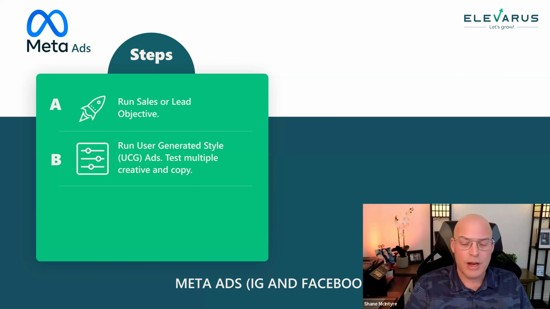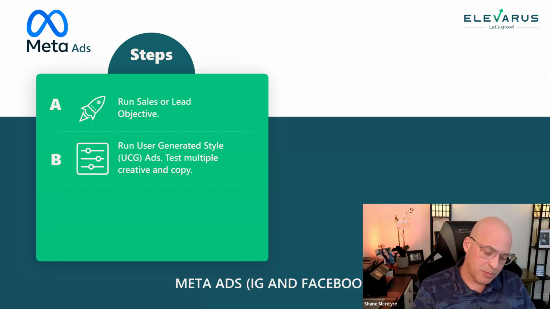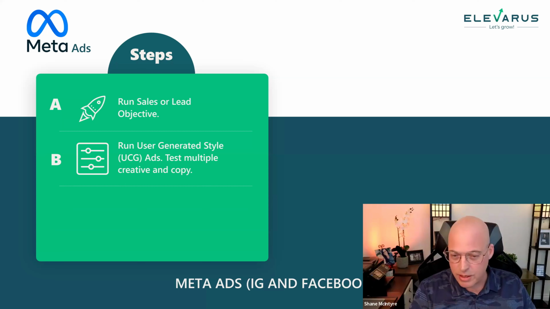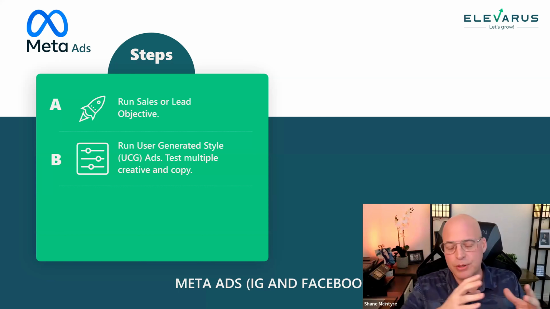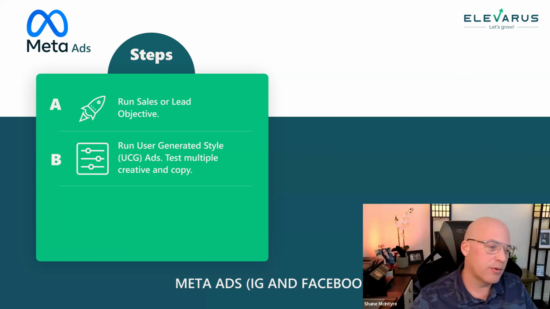And multiple creative, multiple copy. Within that ad set, have multiple UGC ads, layer in some of the image style ads, just have multiple ads. The days of having one ad set, one ad, and being very static are over. Just like Google, Facebook is very AI, very algorithmic driven.